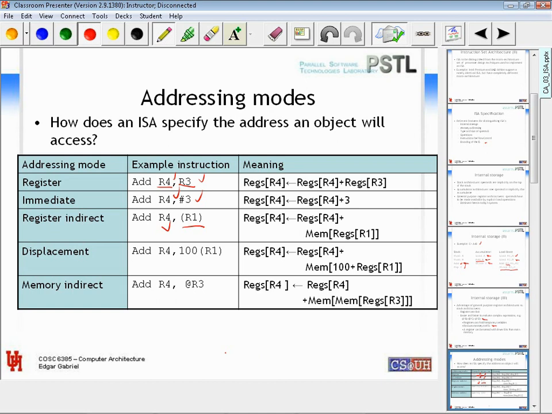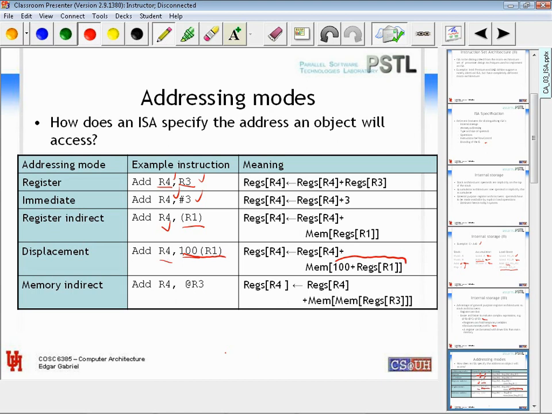Using the displacement mode is actually very similar to the register indirect addressing mode. The main difference is that you have an offset to the content of the register R1. So what this format really means: take the content of the register R1, add 100 to it. This will give you a memory address, and now load the data item from the memory address which is represented by 100 plus the contents of register R1, and add it to the contents of the register R4.